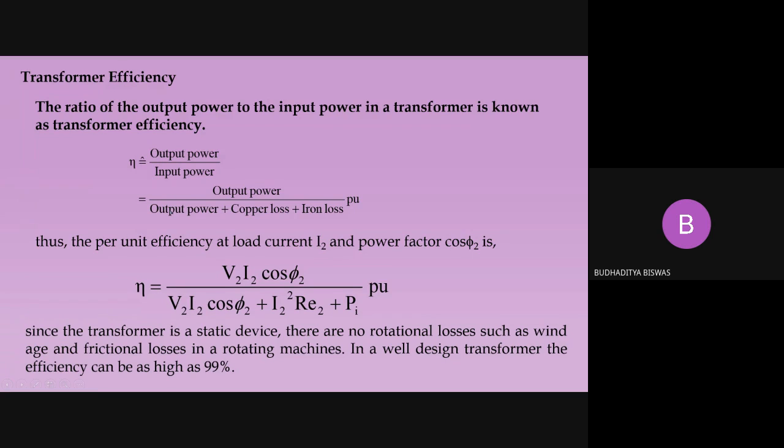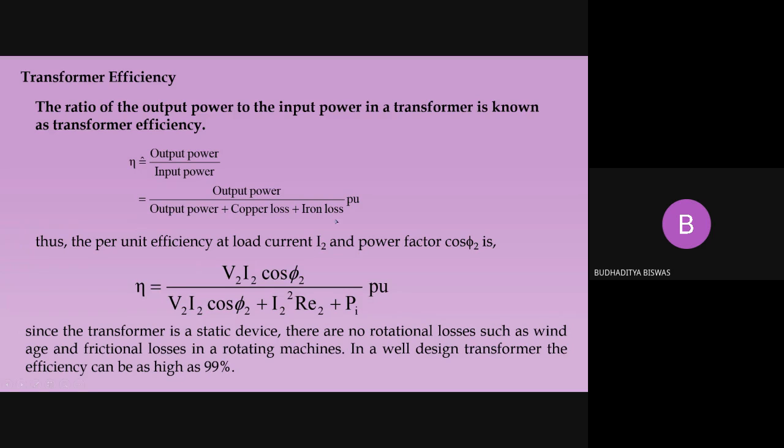Suppose you have a motor, you give some input to the motor, but you are not getting the same output. So obviously the rest is the losses. So the input power has two parts: one is the output power and the other is the losses. It supplies the losses and it supplies the output power. So input power is the summation of the output power plus losses.